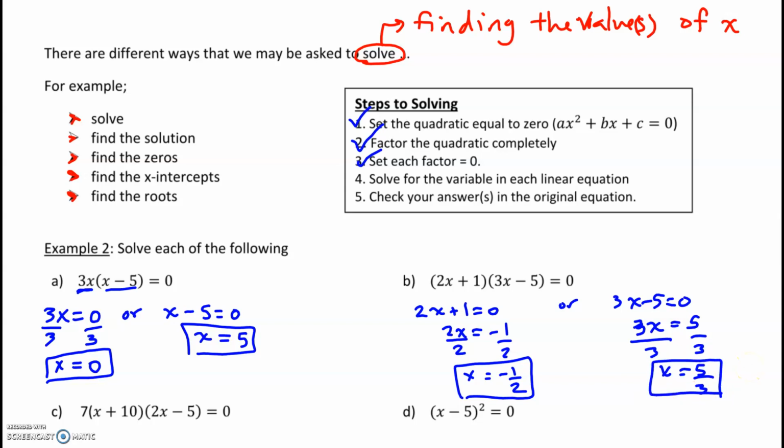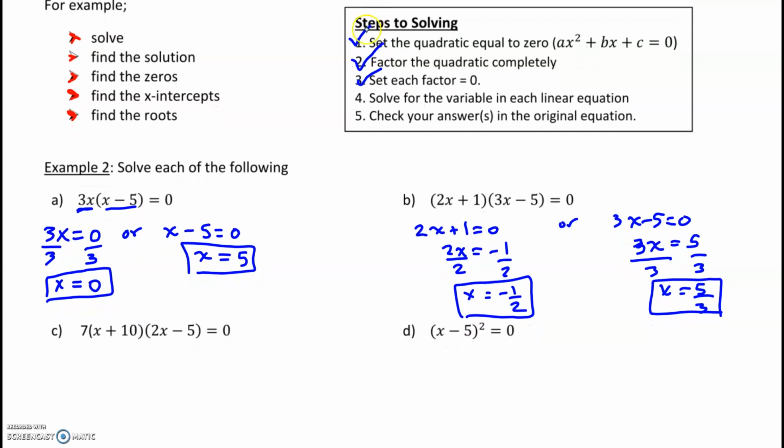All right, let's check out C. So again, we got to follow all of these steps. So first step, make sure that the equation is set equal to 0. Yes. Factor it completely. Already factored for us. Set each factor equal to 0. So there's the first step we're going to start at. Step 3, x plus 10 equals 0 or 2x minus 5 equals 0.